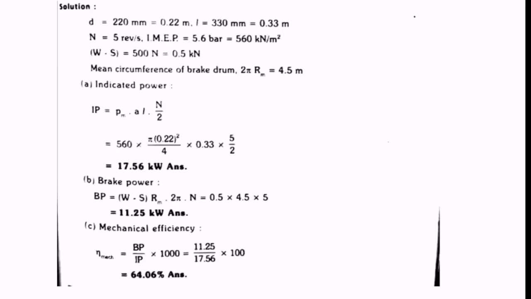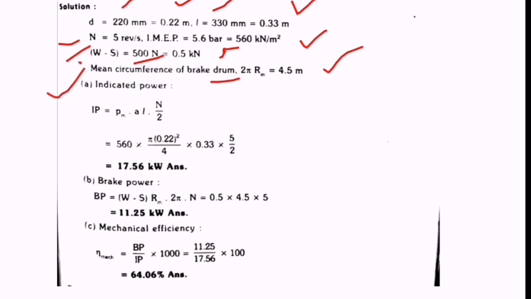Very important question. The solution: D is 220 mm, we need to convert into meters, 0.22 meter. L is 330 mm, convert into meters, 0.33 meter. N is 5 revolutions per second. IMEP is 5.6 bar, that is 560 kilonewton per meter square. So W minus S is nothing but the net load, that is 500 Newton equals 0.5 kilonewton. Mean circumference of brake drum is 2 pi Rm, that is 4.5 meter.